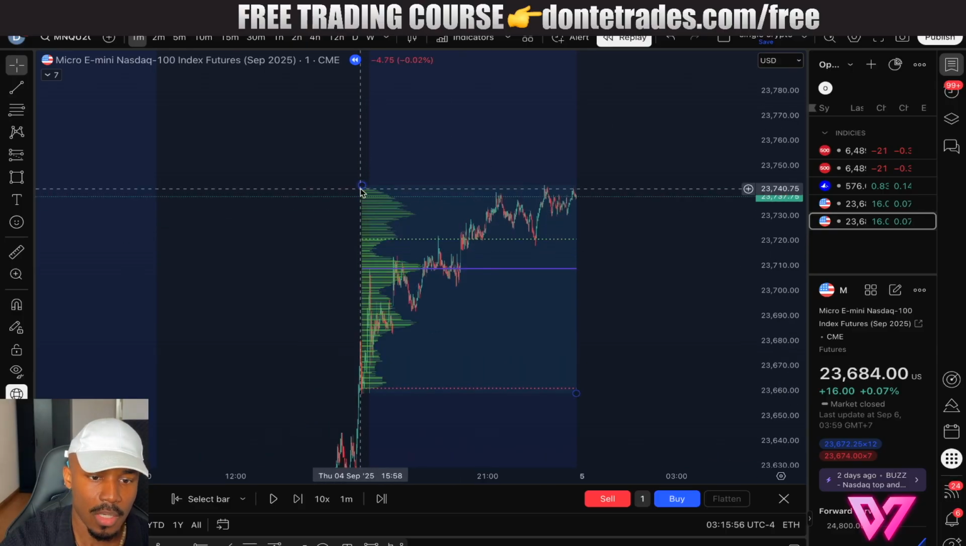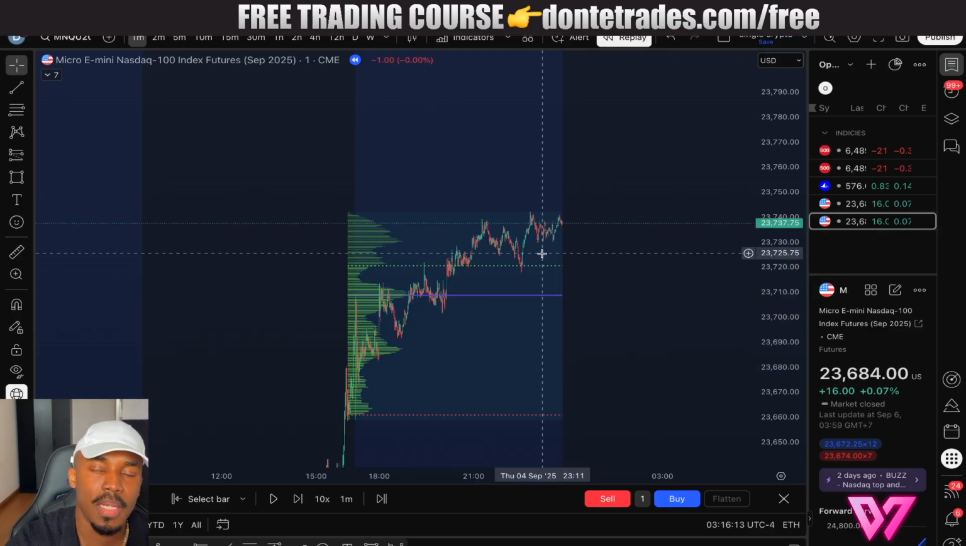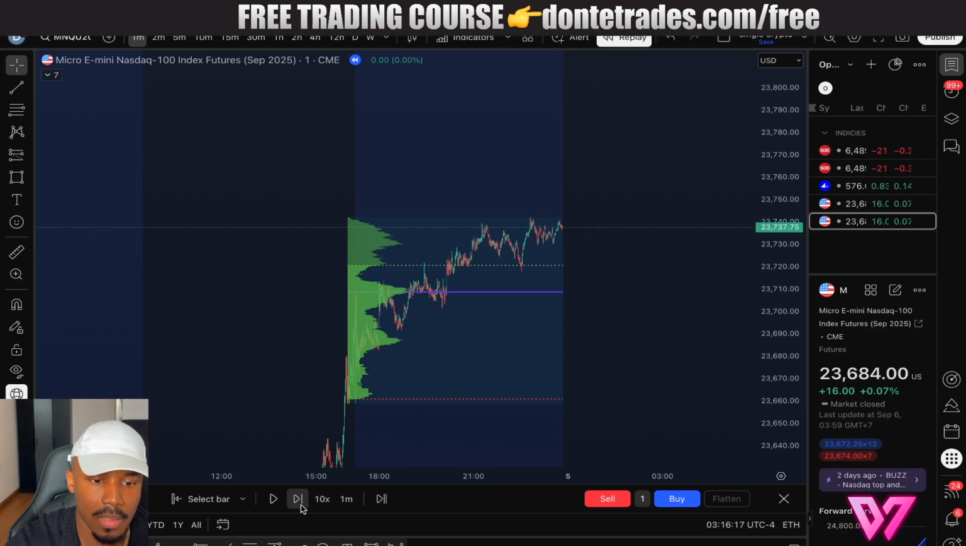So I would just start that from 401 to current session time. And then when I'm drawing these ones, I just click extend right because these are going to be updating in real time. So you just want to make sure that when the price is moving, when you press extend right, you can see the volume profile kind of shifting with it.